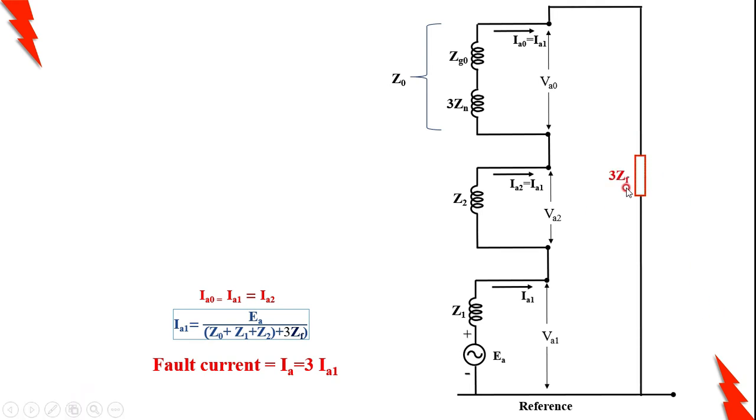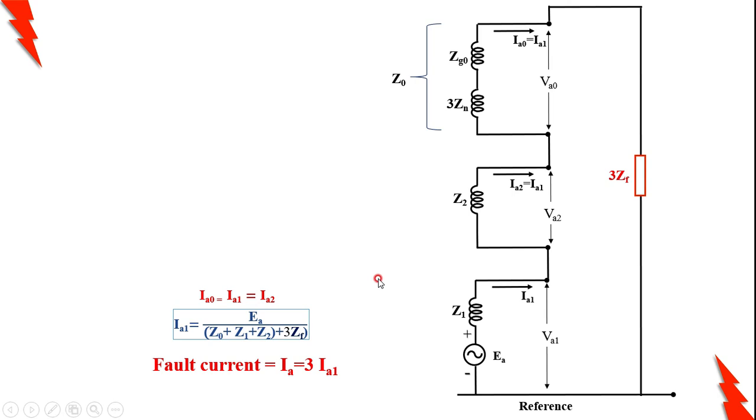Whatever equation we have written, VA is equal to 3 times IA1 ZF. The current is IA1 here, also IA1 here, also IA1 here, and IA1 here. This IA1 into 3 ZF is 3 times IA1 ZF, that is nothing but VA, and the sum of VA0, VA1 and VA2 is also your VA. This is how you have to analyze the line to ground fault with a fault impedance ZF.